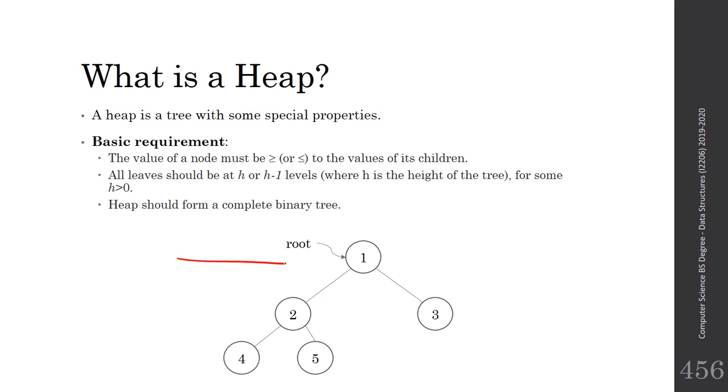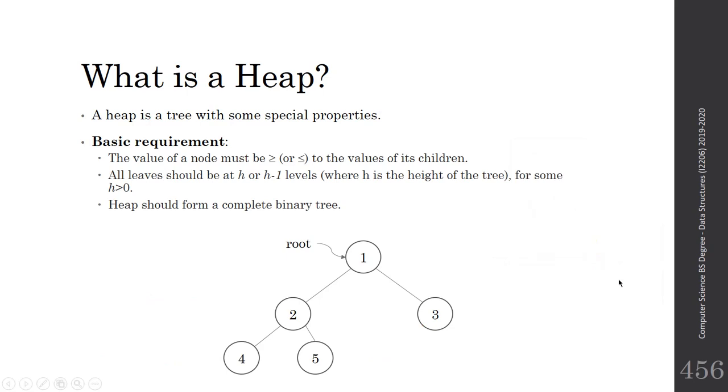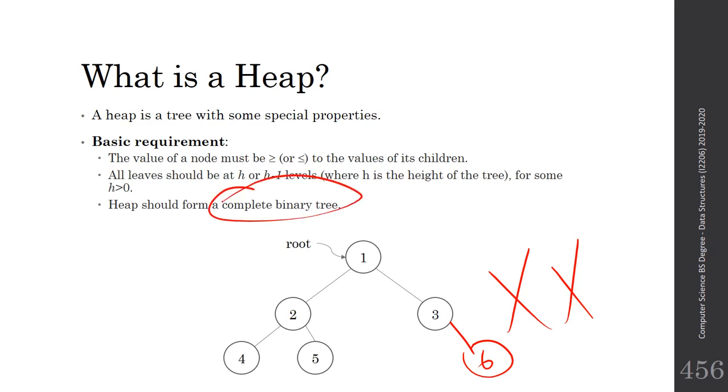So it means that I need to fill the element level by level. So I can allow, for example, to have one element. However, for example, this one is correct. However, if I do that, this is not a heap, because it should be filled level by level. So we can say that a heap is a complete binary tree.